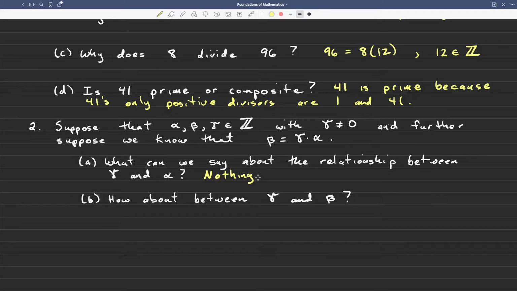But between gamma and beta, we can see that we've taken beta and factored a gamma out of it. So that must mean that gamma divides beta, right? So again, repeating, we've taken beta and factored gamma out of it to get beta equals gamma times alpha. And we know that also gamma is not 0. So that equation satisfies the definition of gamma divides beta, or gamma is a factor of beta, or beta is a multiple of gamma, however you want to say it.